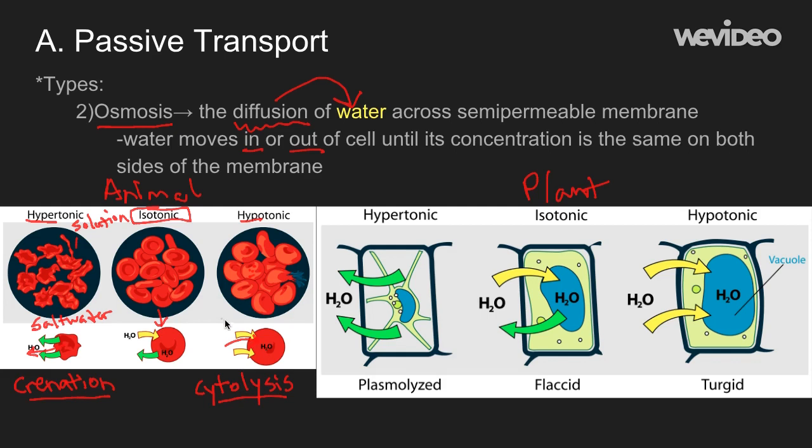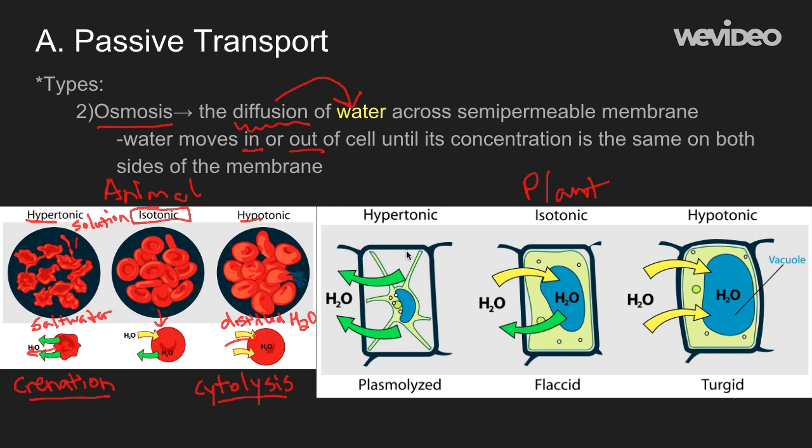Let's say that this was distilled water. If you put red blood cells in distilled water, that distilled means it doesn't have any solute in it, or very, very little. And now the cell is going to be more concentrated. And the water will move in and you could actually see them burst.